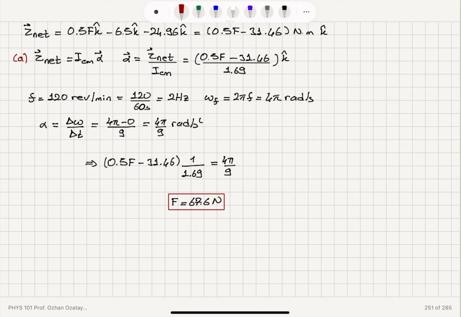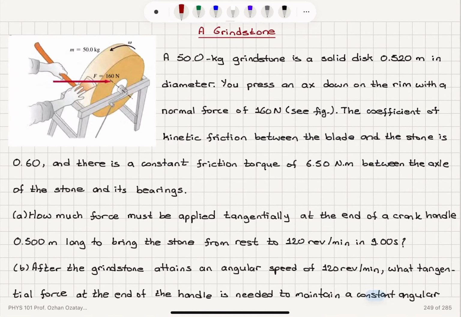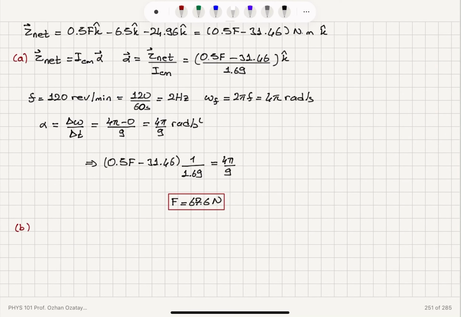Now part B. Part B says, after the grindstone attains this angular speed, what tangential force is needed to maintain this constant angular speed? Okay. Now I'm going to have alpha equal to 0 radians per second squared, so that the net torque acting on the grindstone should be 0 newton meters k hat.